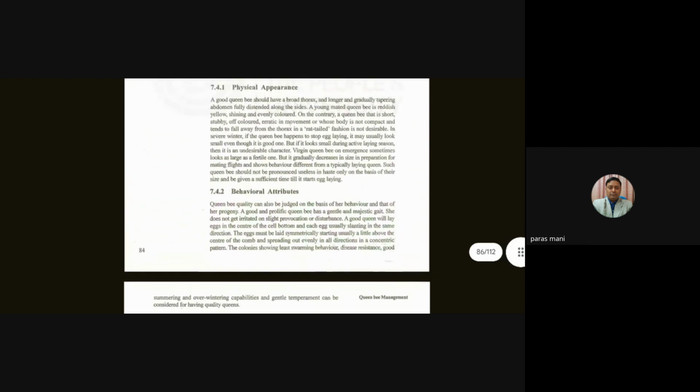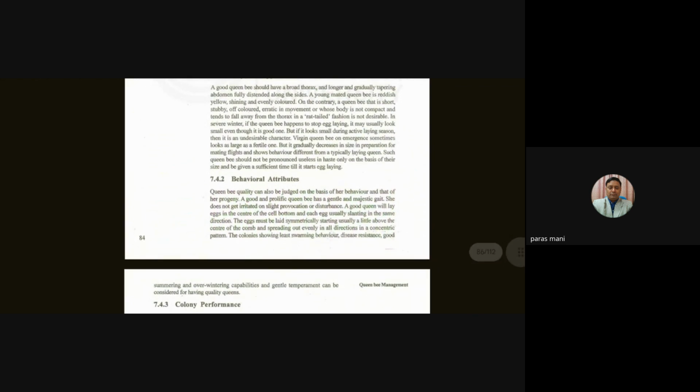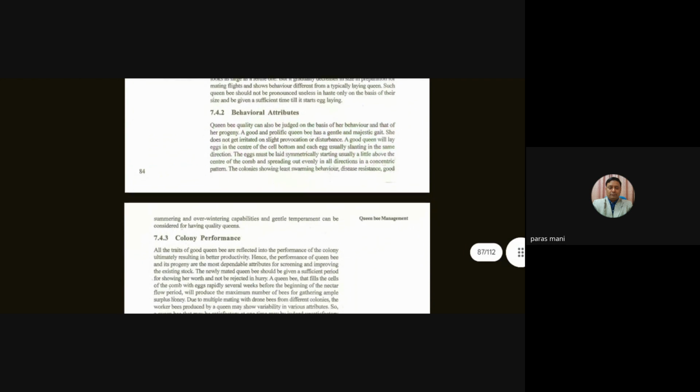Physical appearance, we discussed that. The thorax should be broad and the abdomen should be longer and tapered. That is the major attribute. And behavior, these things, and colony preferences. All the traits of a good queen are reflected in the colony performance. That will be reflected in the colony, resulting in better productivity.